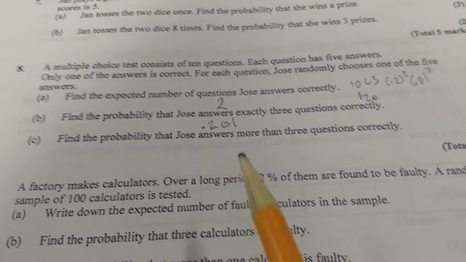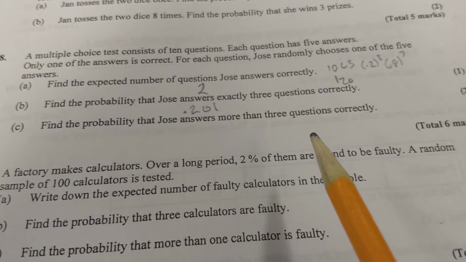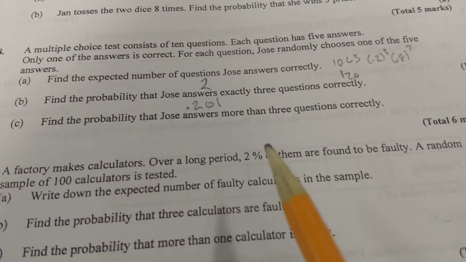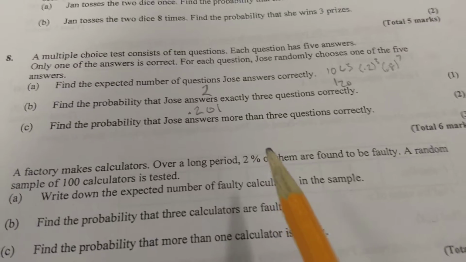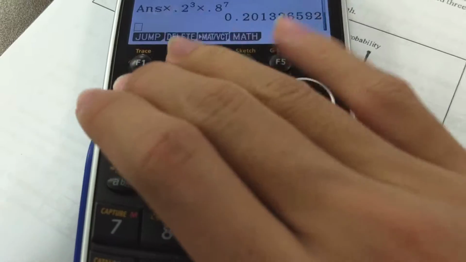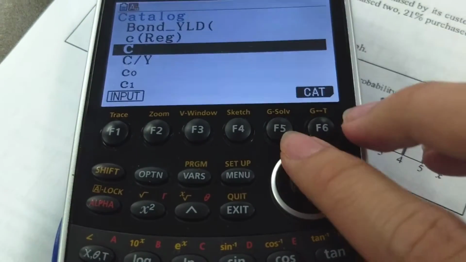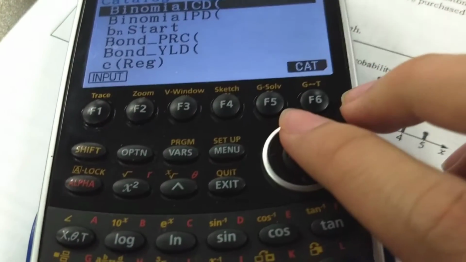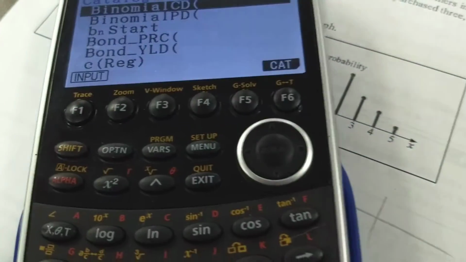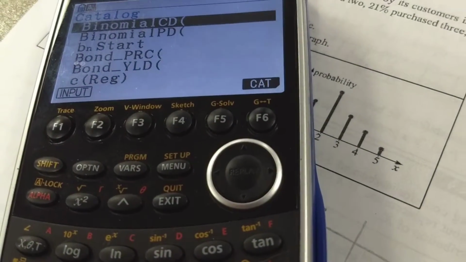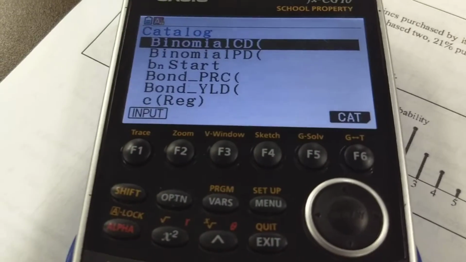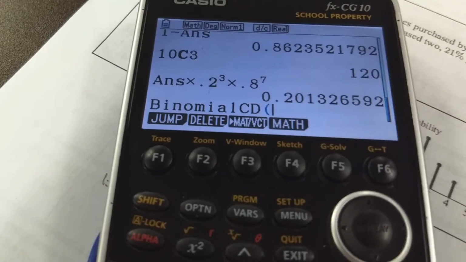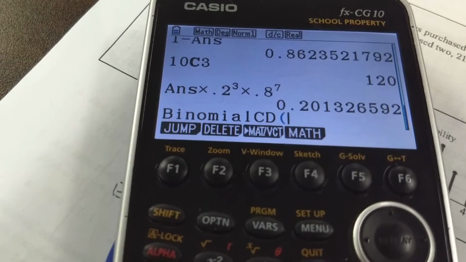After that, you want to find the probability that Jose answers more than 3 questions correctly. Here, we're definitely going to have to refer to the calculator. And so over here, we use the function, I believe it was binomial CD. And then after that, we want the number of times that we get it correct.